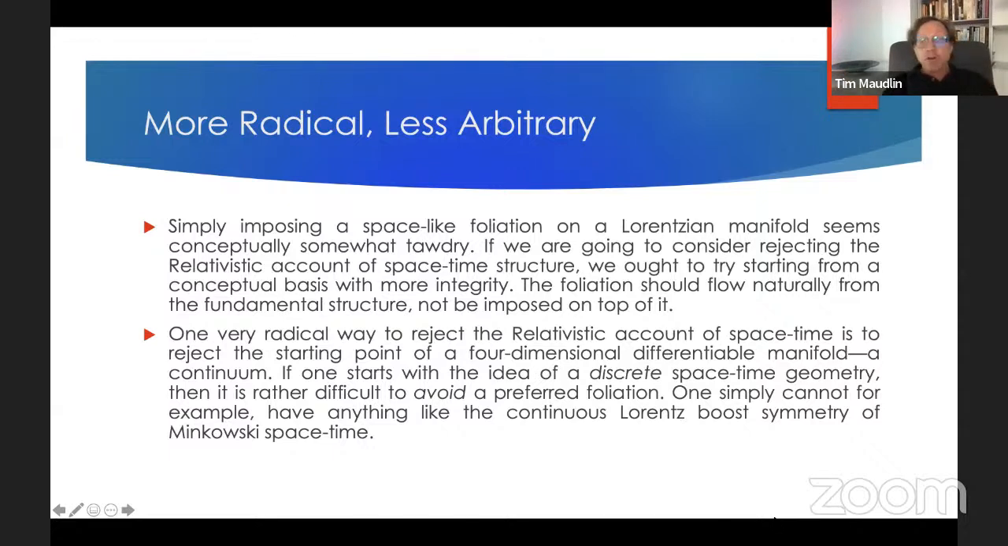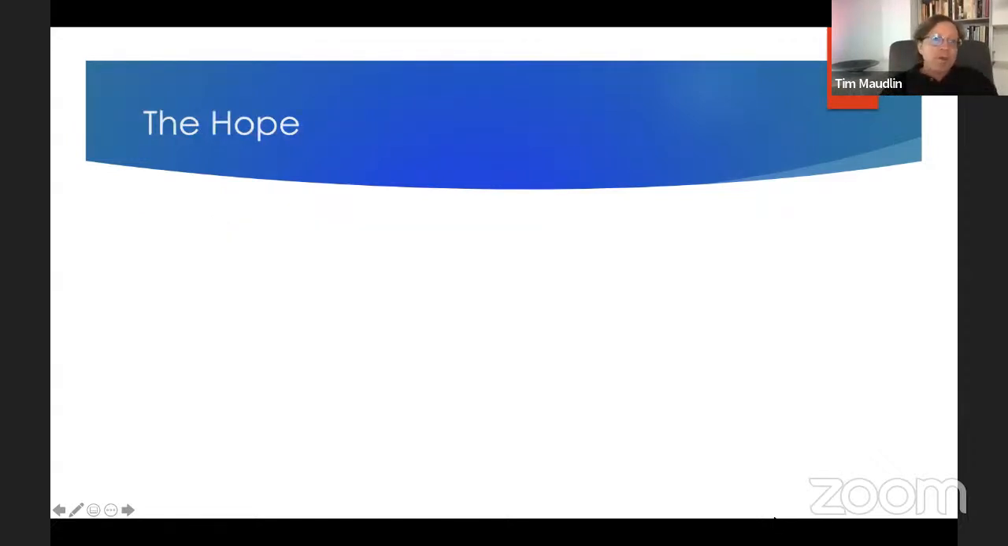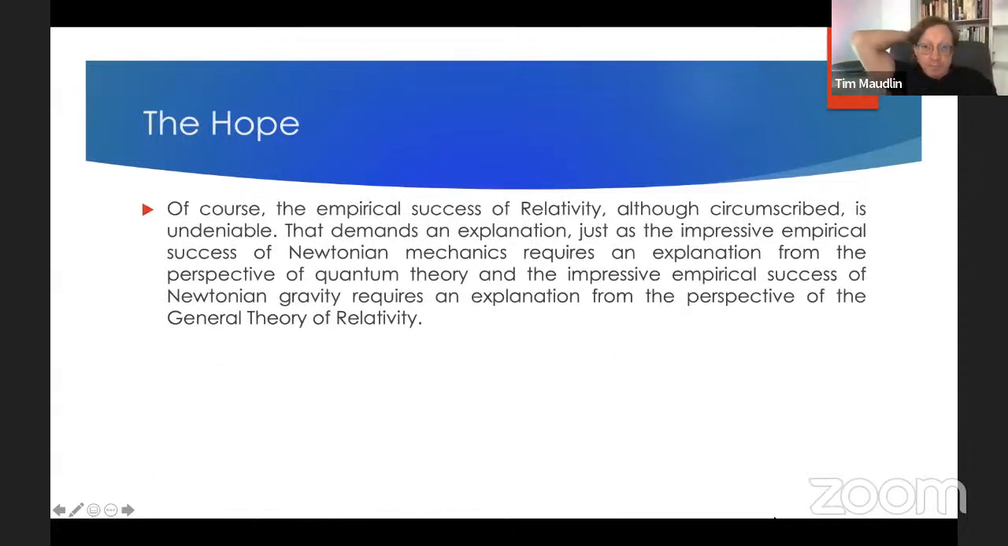Certainly, if you have a discrete underpinning like this, you can't have anything like a continuous symmetry, like symmetry under Lorentz boosts. And more or less, because each geometrical object has immediately neighboring adjacent objects, those adjacency relations are going to tend to pick out a preferred foliation automatically. Okay, so where might we hope this comes from?